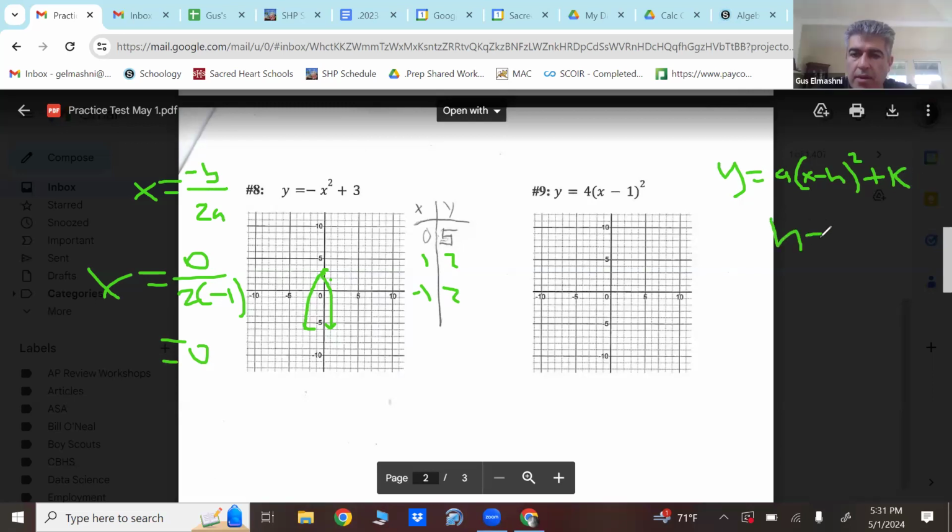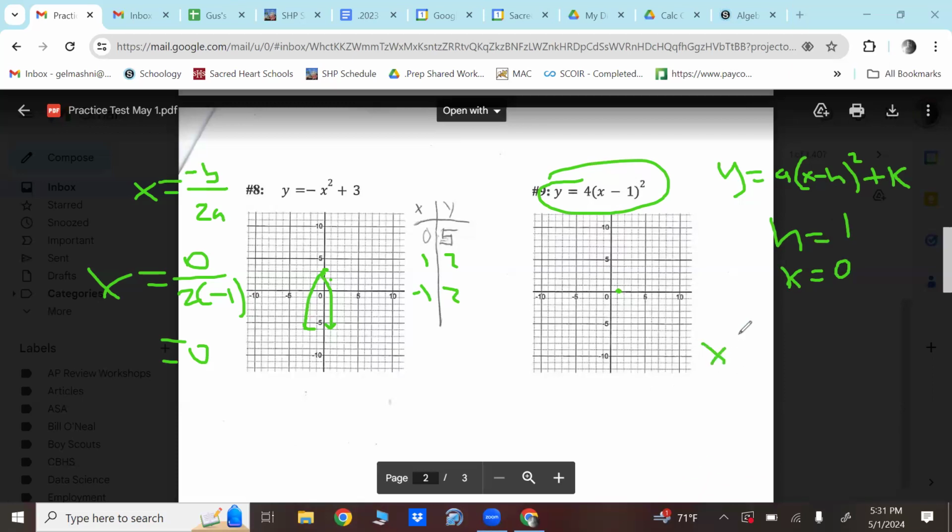So h is 1 and k is 0. And then you have to compare, okay, what's in h's position? 1. What's in k's position? 0, because there's nothing on the outside of the parentheses, but on the inside, x minus 1, x minus h. So you do a comparison. So 1 comma 0, then you make a table.